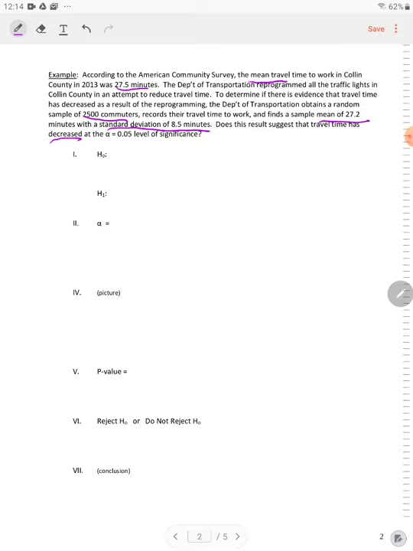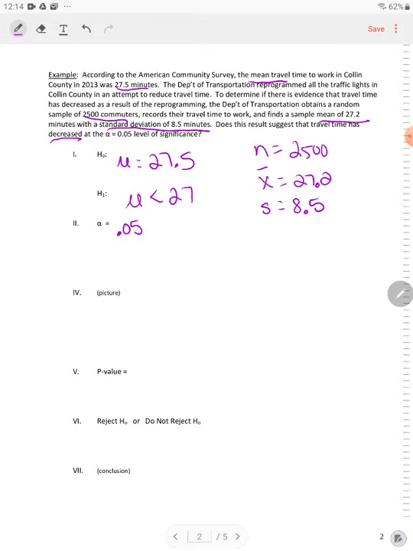So I'm going to go ahead and fill in my alpha, 0.05. That's one piece of information we need to know. We need to know N, X bar, and S. N is your sample size, 2,500. X bar is your sample mean, 27.2. Standard deviation is 8.5. Your null hypothesis is mu is equal to 27.5. Decrease implies less than. Mu is less than 27.5.